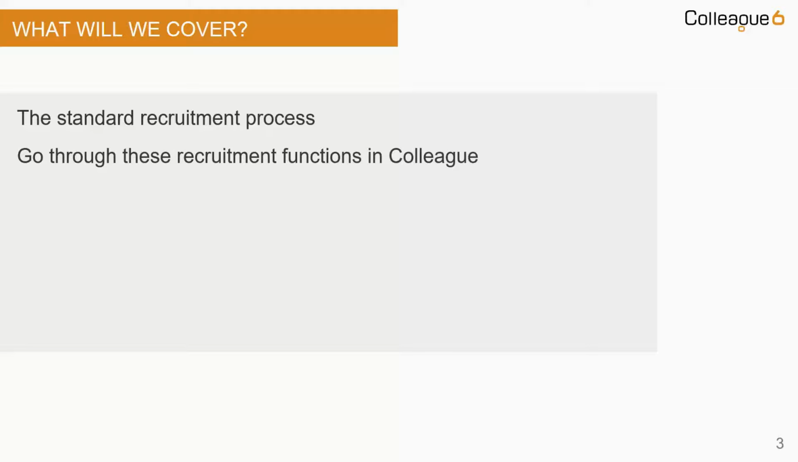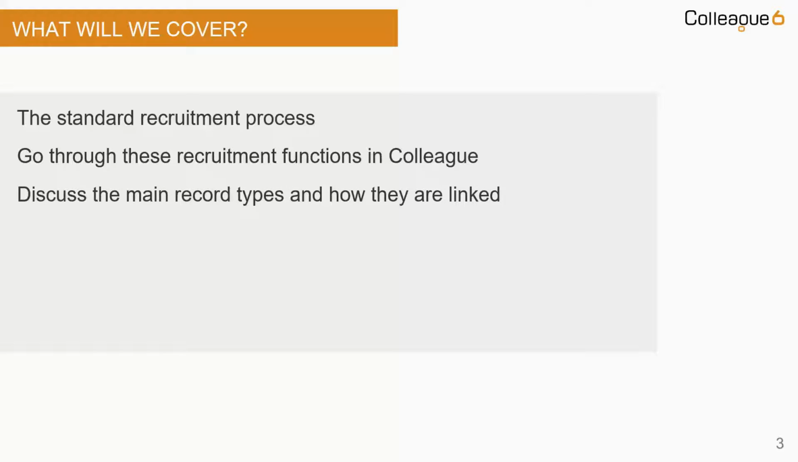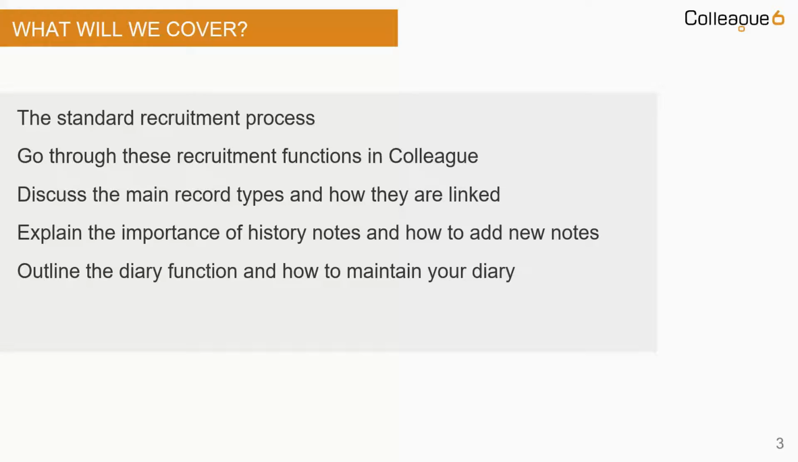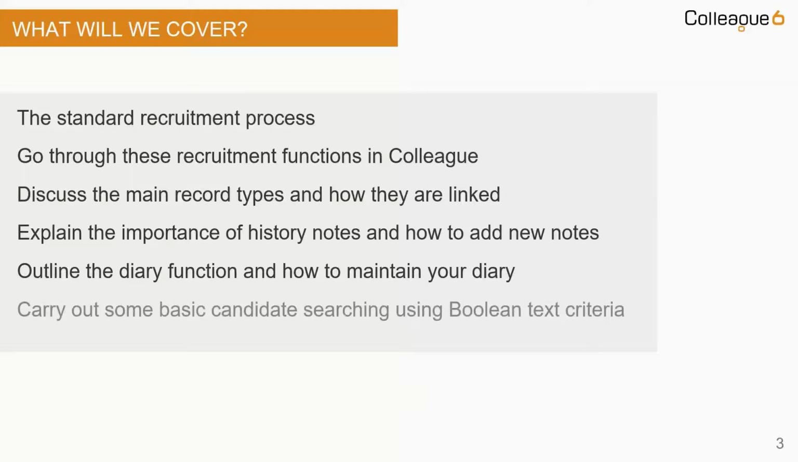So, what are we going to cover? We're going to be looking at the standard recruitment process and how these recruitment functions work within Colleague. We'll discuss the main record types or entity types and how they link together. We'll talk about the importance of history notes and how to add new notes to a record. We'll discuss the diary feature and the maintenance of your diary. And we'll run through some basic candidate searches using Boolean and look at a few examples of this.